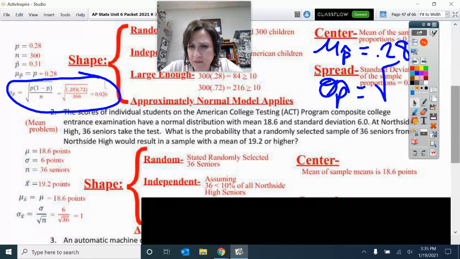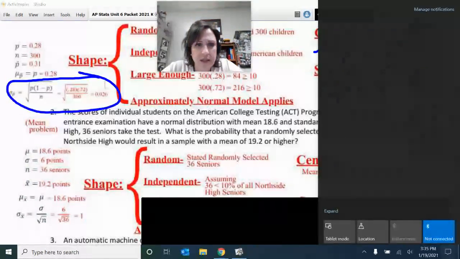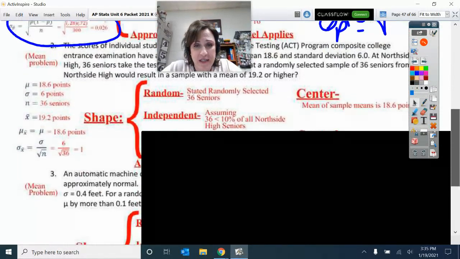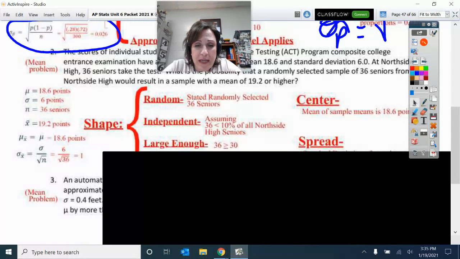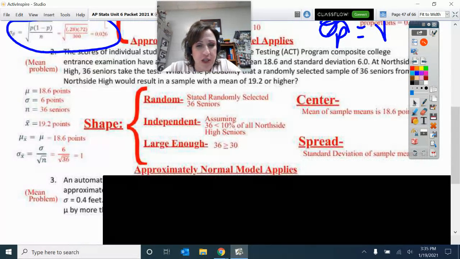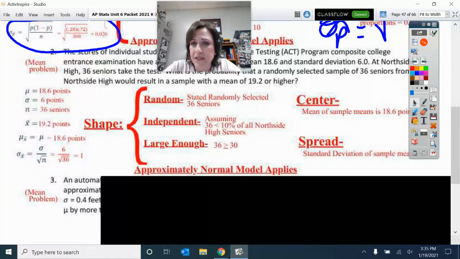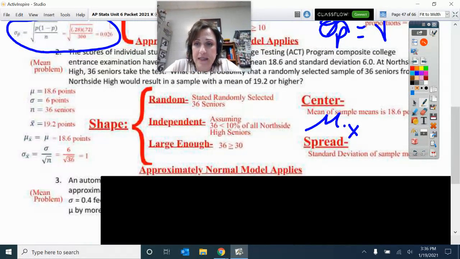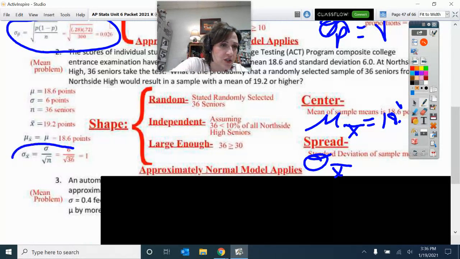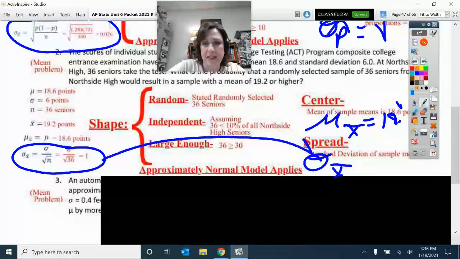What's the population? I think our population is the Northside seniors. I think we're trying to make a claim about the Northside seniors. Large enough, for means, we just have to say 36 is greater than or equal to 30. So the approximately normal model applies. The mean of the sample means is 18.6. And then the standard deviation of the sample means, you could show this, so you can write that there.